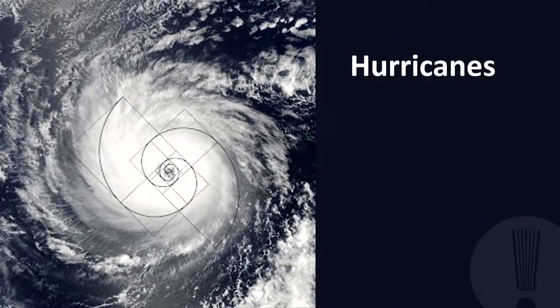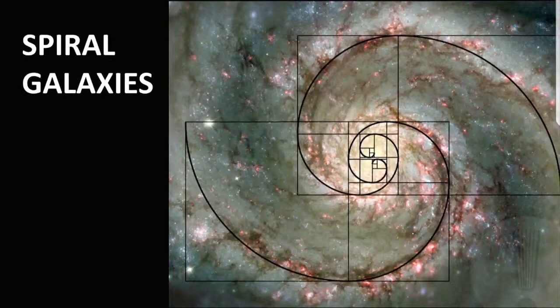We also see it in larger phenomena, and non-biological phenomena, such as hurricanes, where we have a double spiral coming off this, as well as the way galaxies form. Spiral galaxies in particular.